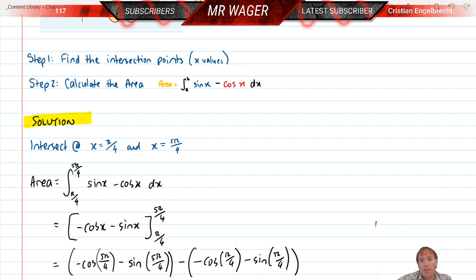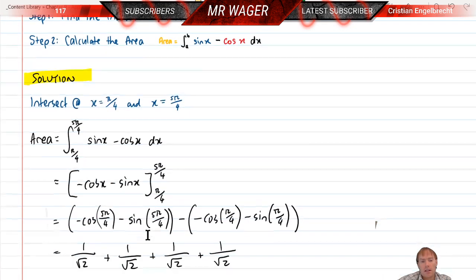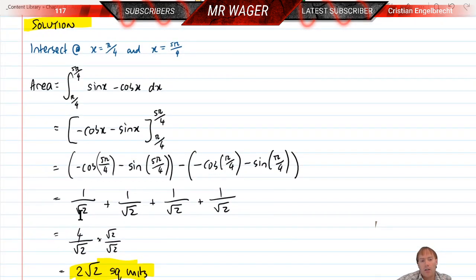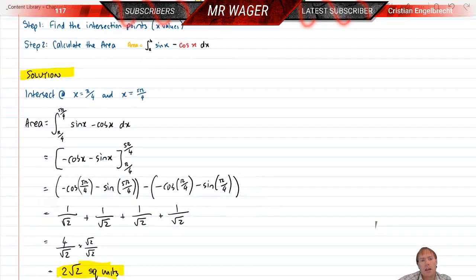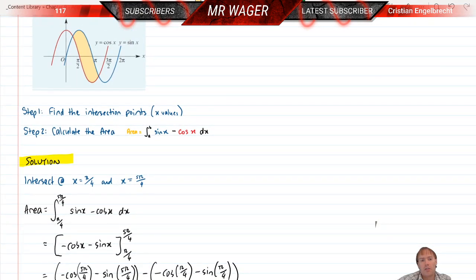So the antiderivative of sine x becomes negative cos x, and the antiderivative of negative cos x becomes negative sine x. And again, we've got the upper and lower bounds that we substitute into these, and you end up getting all these 1 over square root 2, or square root 2 on 2 if you rationalize the denominator. I just rationalized it at the very end because it was convenient, and for this one you end up getting 2 square root 2 square units as the final answer, as the area trapped between these two trig function graphs.